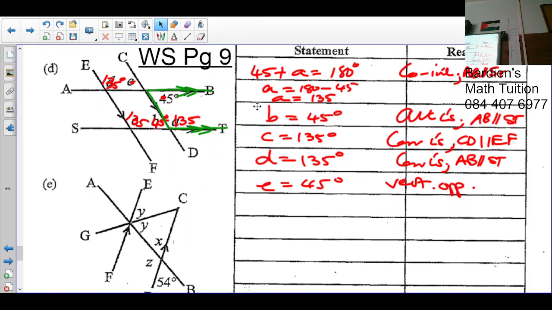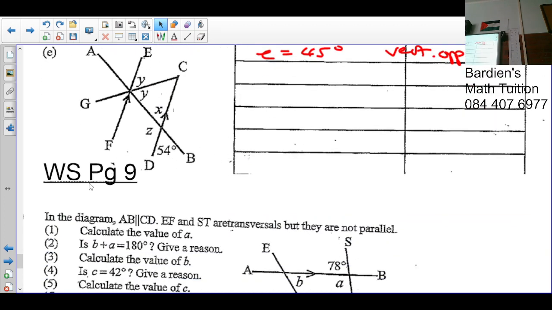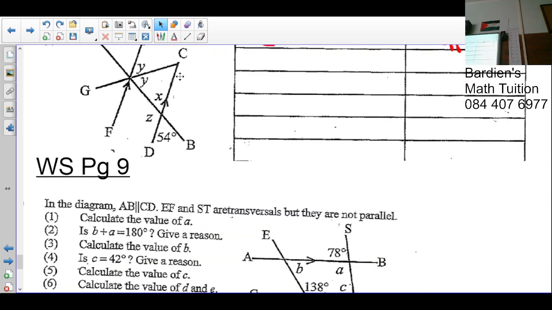Right, let's look at the next one. E. So let's pull this down a bit.